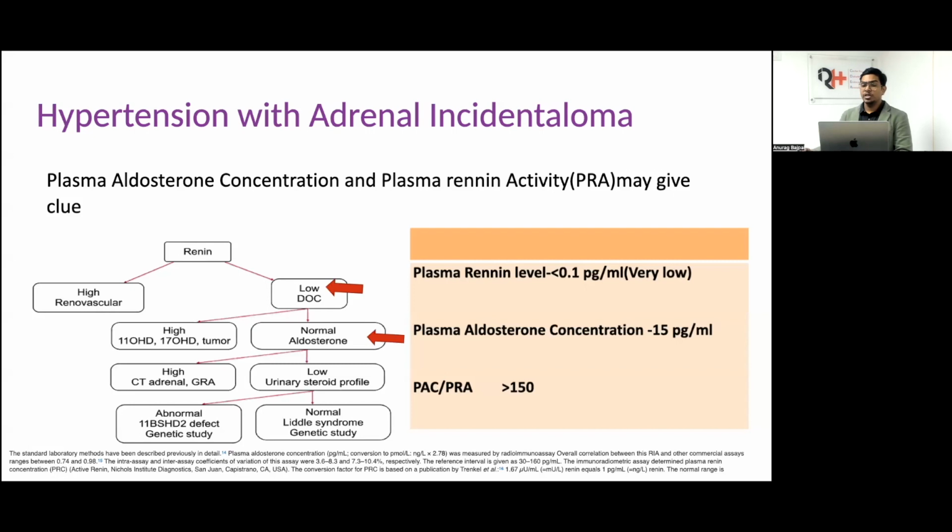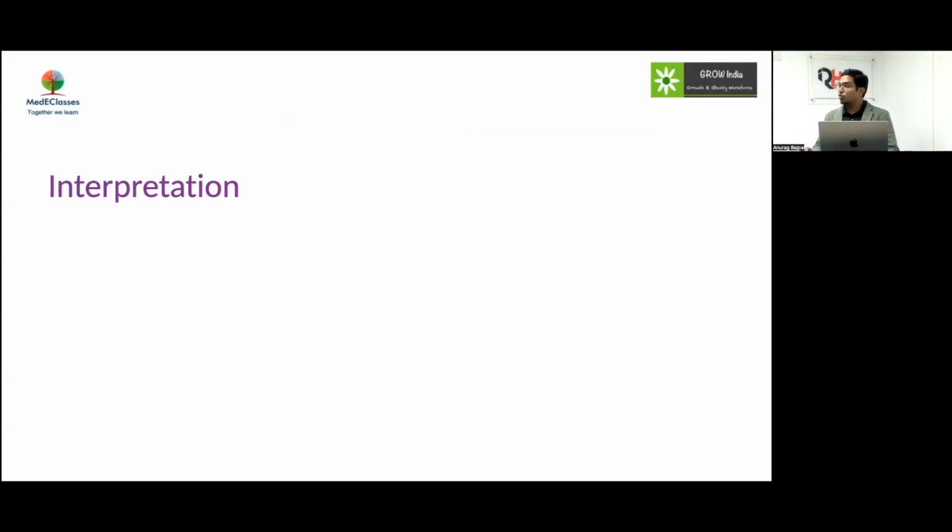So here, if we see low renin and normal to high aldosterone, then we have to do a CT scan. But actually, this patient presented with a CT scan at the beginning, at the initial presentation. So how do we do interpretation at this stage?